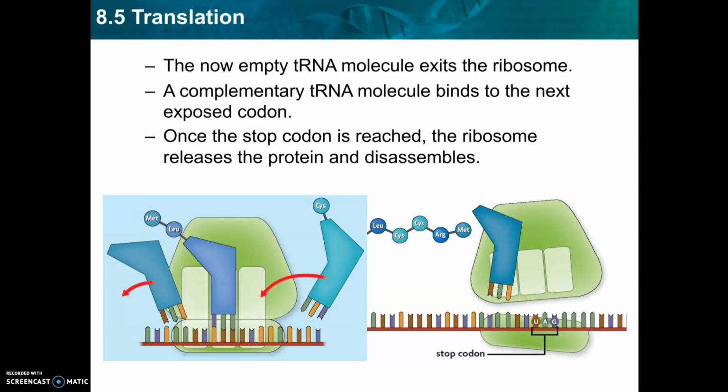Finally, the now empty tRNA molecule is going to exit the ribosome. A complementary tRNA molecule will bind to the next exposed codon, and so on and so forth until we reach a stop codon. Once that stop codon is reached, the ribosome is going to be released and disassembled. That is why the green globular molecule has now detached from its other subunit. The tRNA is also floating freely, and the polypeptide has detached from the tRNA.